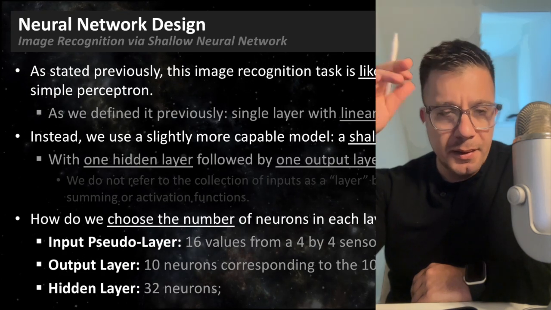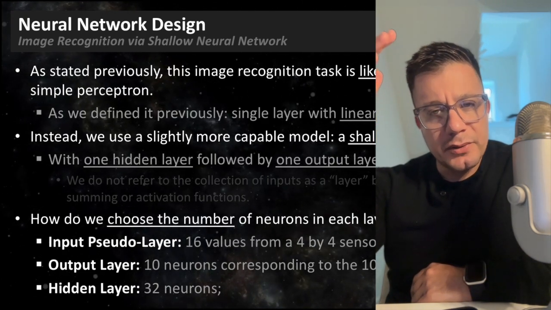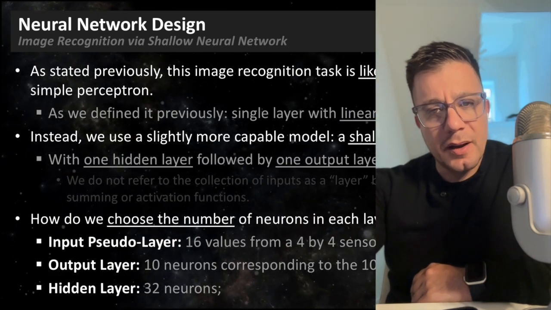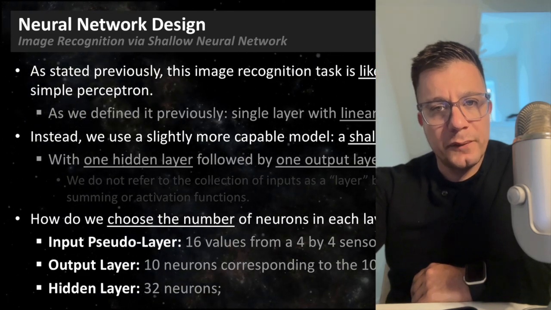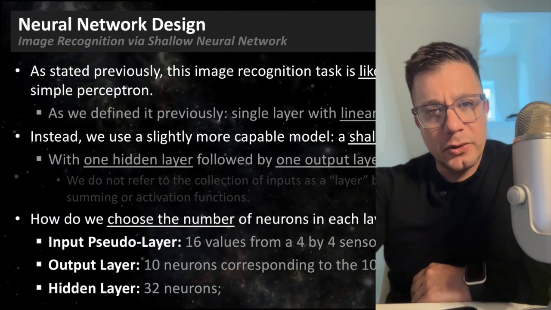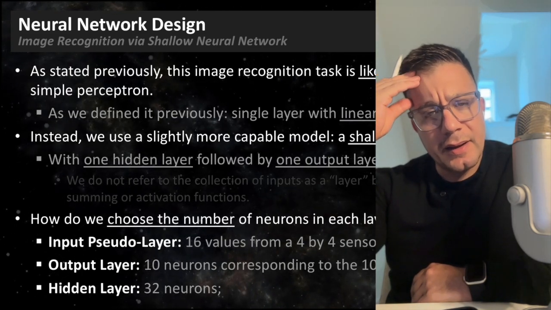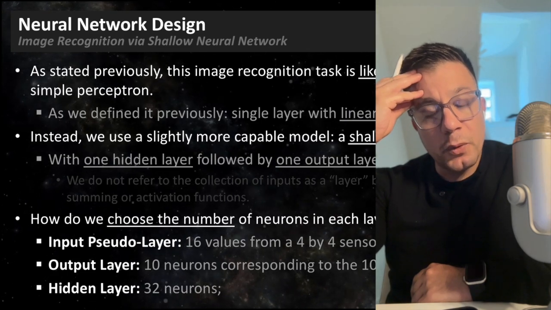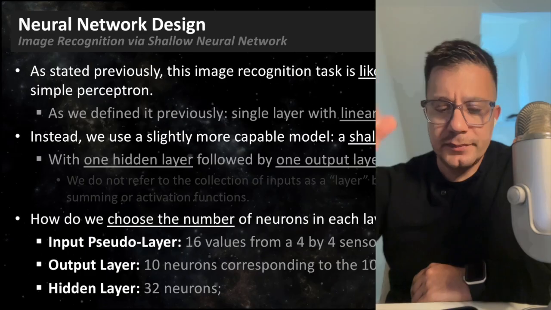Now for the input and the output layer, that question is relatively easy to answer. Our vectorization method for the image yields 16 values, so we'll have 16 inputs coming into the neural network. Our output layer needs to generate 1 output for each potential classification. We're trying to classify the digits 0 to 9, so 10 neurons are needed in the output layer. Now for the hidden layer, this question is a little bit more difficult to answer. We're going to use 32 neurons, but we need to back up that answer.